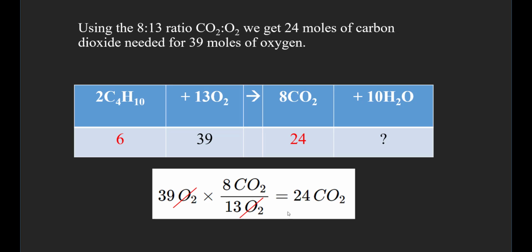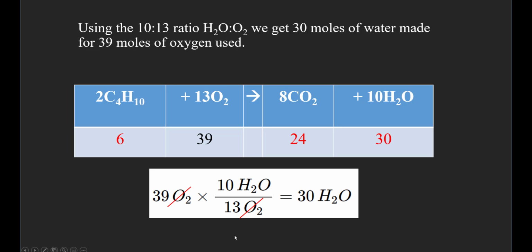The next one, starting again with the 39 oxygens that are available, how much carbon dioxide will be made? Well, the ratio is 8 for every 13. So I, again, take the 39 divided by 13 to get 3. 3 times 8 is 24. Finally, for the water, same deal. Start with the 39 oxygens. What's the ratio? 10 waters for every 13 oxygens. 39 divided by 13 again is 3 times 10 is 30. So that's nice and slow for each one of them.